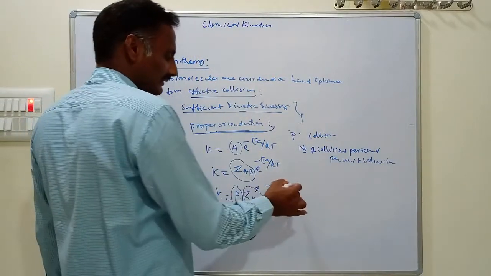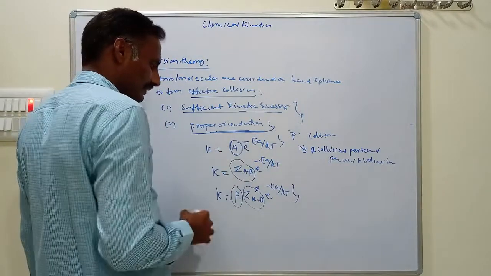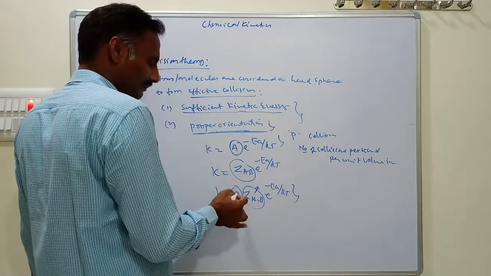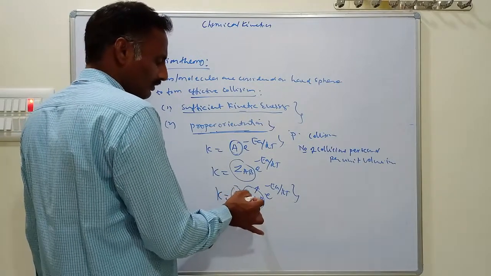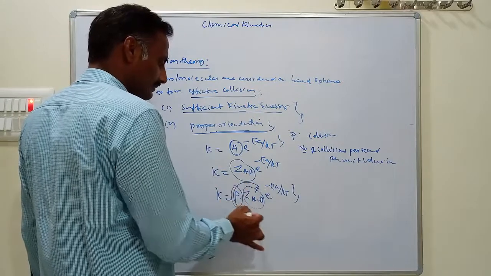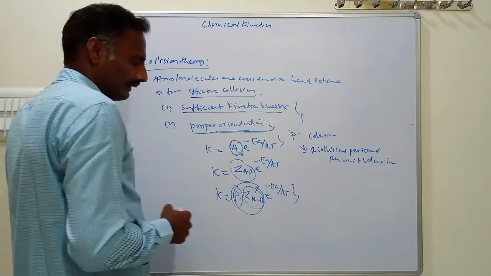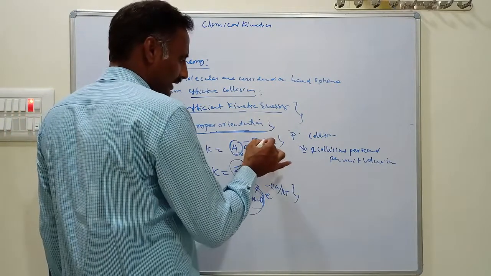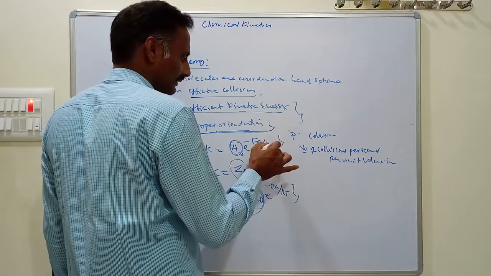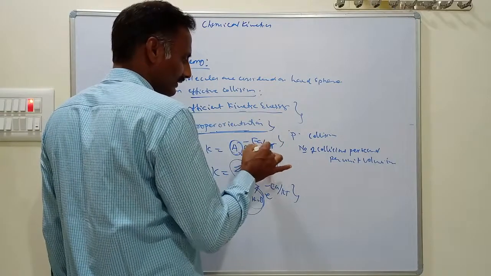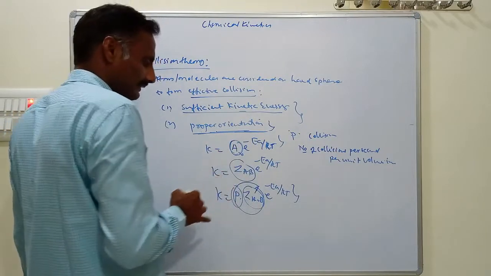Comparing collision theory and Arrhenius theory: according to Arrhenius theory, A is the frequency factor. According to collision theory, it is P into Z_AB, one being the probability factor and the other the collision frequency, and these two together are equal to the Arrhenius frequency factor. In the Arrhenius equation, e^(-Ea/RT) indicates the fraction of molecules having kinetic energy equal to or greater than the energy of activation.